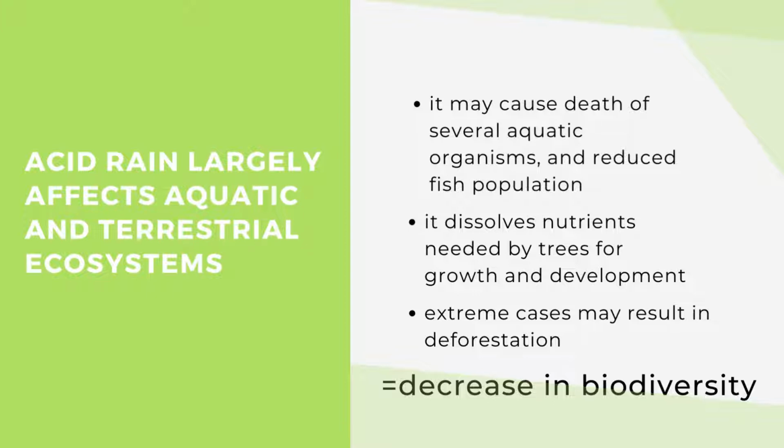Furthermore, acid rain seeps into the ground, dissolving nutrients such as magnesium and calcium needed by trees for their growth and development. Aluminum in particular kills the roots of trees, hindering water absorption. Extreme cases may result in deforestation that will affect the forest ecosystem at large. This is detrimental to flora and fauna dependent on these terrestrial ecosystems, which also leads to decreased biodiversity.